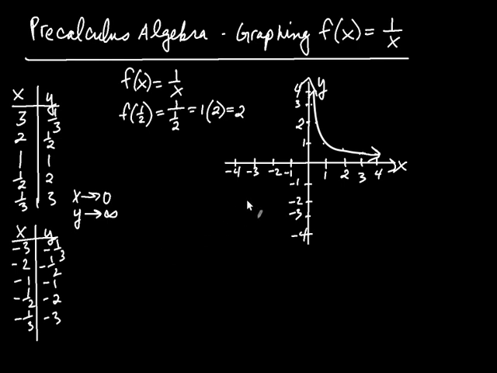And when we plot those values, let's see, (-3, -1/3), (-2, -1/2), (-1, -1), (-1/2, -2) maybe right there, (-1/3, -3) down here. We're getting this branch. Okay, let's graph that in now. And that gives us the second branch. And now what's happening as x goes to 0? Well, from this side, as x goes to 0, y is going to -infinity.